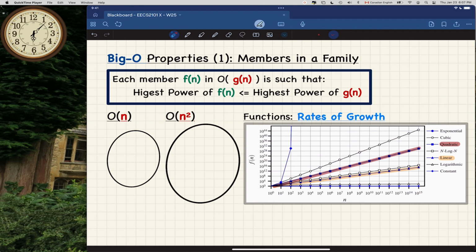Let's now read some text over here. We're saying each member in big O of g of n, for example, big O of n, is such that the highest power of that function f of n should be less than or equal to the highest power of g of n. In this case, for g of n, the power is just 1. That means any function whose highest power is less than or equal to 1 should be included in this family. When I say power less than or equal to 1, that means they grow no faster than n.